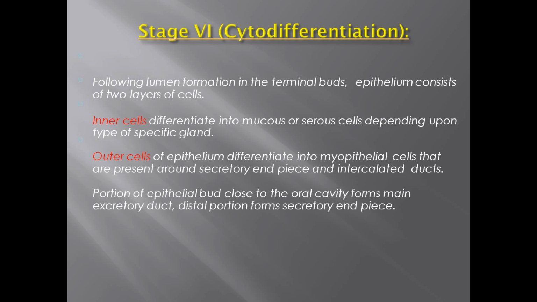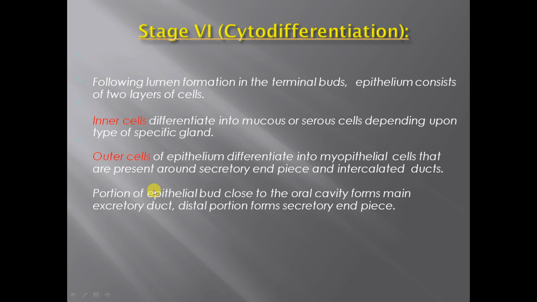Coming on to the stage 6, that is the cytodifferentiation. In this, the epithelium consists of two layers, that is the inner cell layer and the outer cell layer. So the inner cell differentiates into the mucous or the serous cell, and the outer cell differentiates into the myoepithelial cell. So the inner cells differentiate into the mucous or the serous cells, and the outer cells differentiate into the myoepithelial cells.